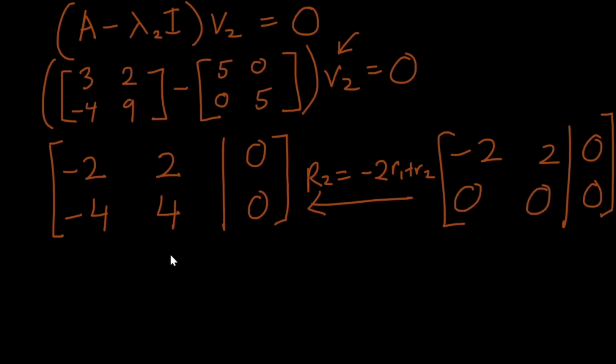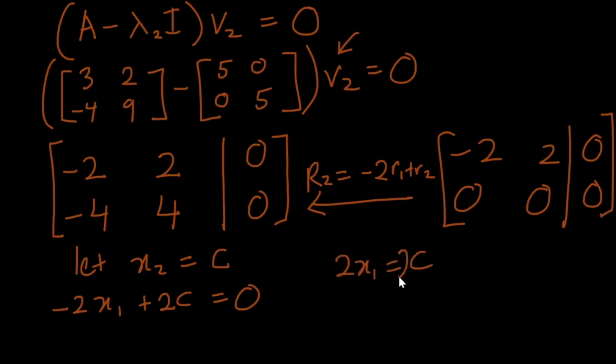Alright, and we come across this problem again. Remember the method to solve it. So we are trying to solve for x2. I would let x2 be equal to the variable c. So row 1 would now give me negative 2x1 plus 2x2, which is c, equals 0. So 2x1 is 2c. x1 would be c.